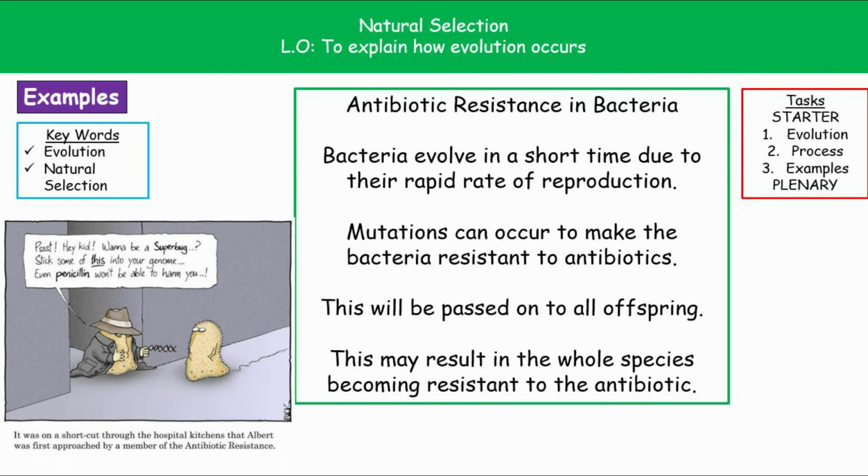Now, because the bacteria replicate through mitosis, where they're producing genetically identical offspring, if the parent cell is resistant to the antibiotic, then all of the offspring will be too. So that means we end up with a whole species of bacteria potentially becoming resistant to our antibiotics. And that's a big problem for us because if they're resistant to our antibiotics, they don't work.